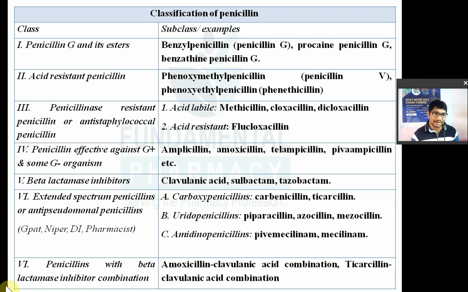Now last class in the penicillins is the penicillin with beta lactamase inhibitor combination. Beta lactamase inhibitors, sulbactam, tazobactam and clavulanic acid, are combined together with the penicillin, and that is known as the penicillin with beta lactamase inhibitor combination. So amoxicillin is combined with clavulanic acid. This combination is very famous, for example Clavum 625, Clavum 375, and ticarcillin is combined with clavulanic acid.